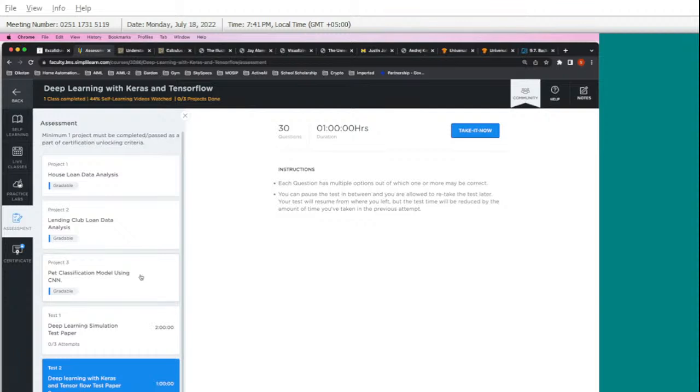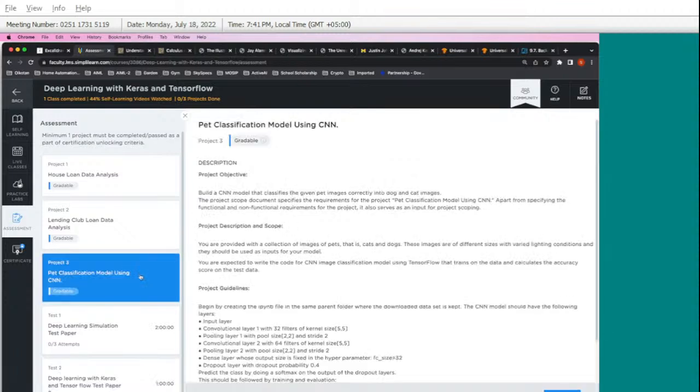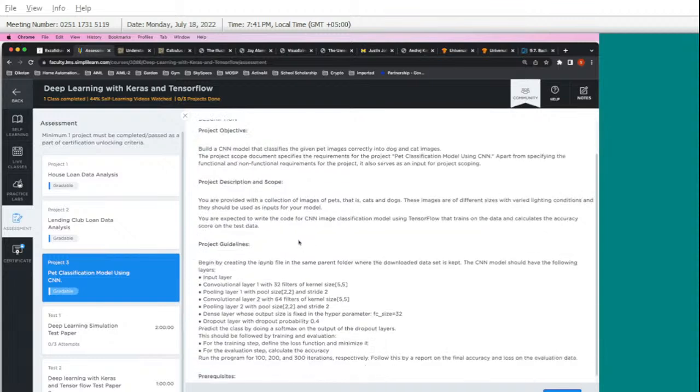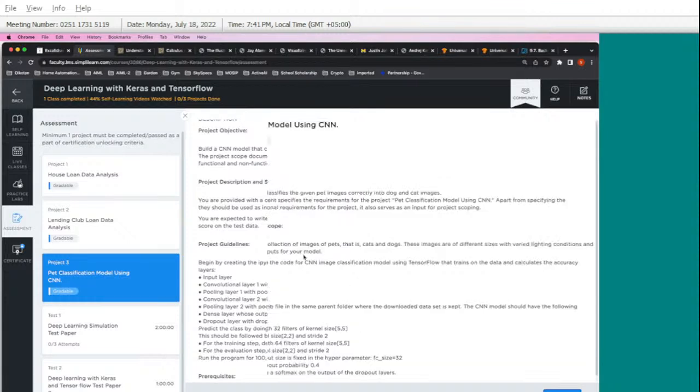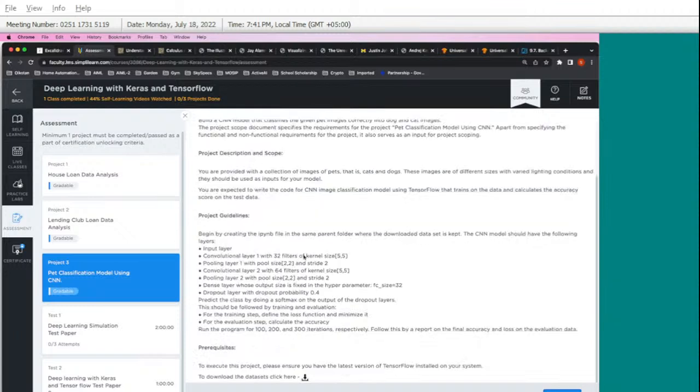Did anyone start the PET classification model using CNN? Were you able to get good classification? Were you able to get good results out of it? No? Okay. Do you want to share? Did you do any kind of... you couldn't find it. What was the problem? Were you able to find out what the problem was?